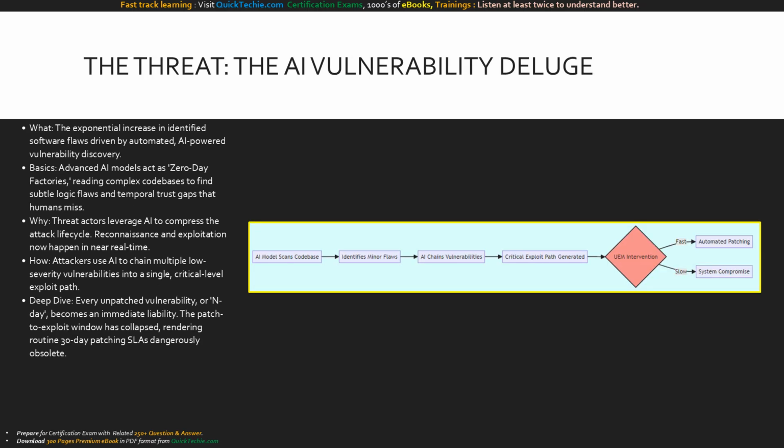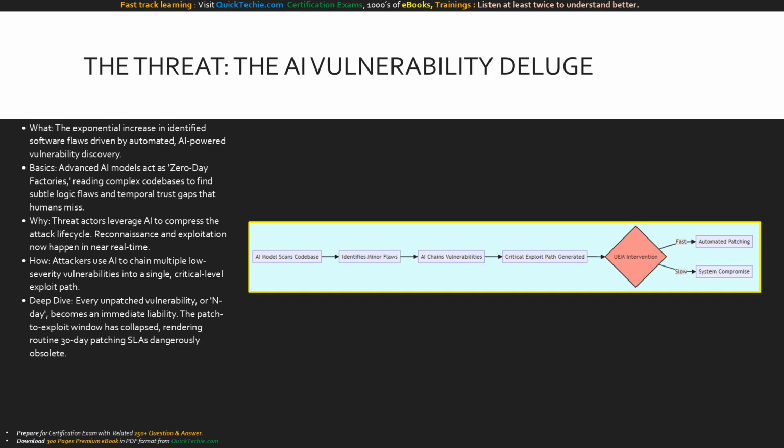To understand the necessity of this approach, we must understand the threat, the AI vulnerability deluge. What is this? It's the exponential explosion of software flaws discovered by advanced AI. The basics are terrifying. Frontier models can read massive codebases and act as zero-day factories, finding logic flaws that human auditors have missed for decades.